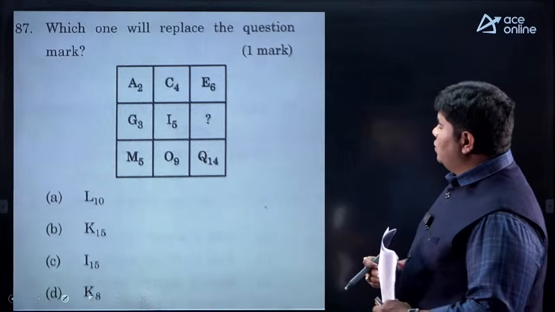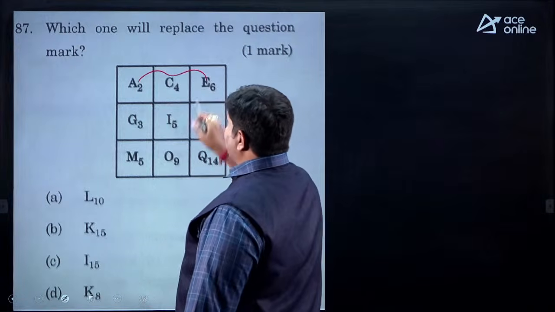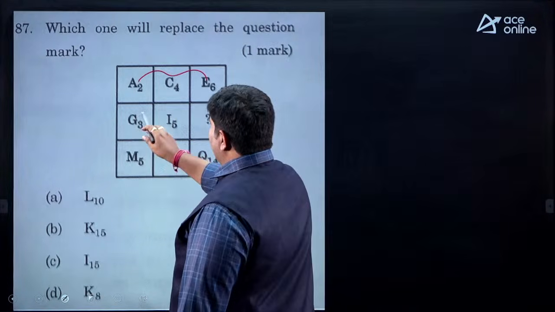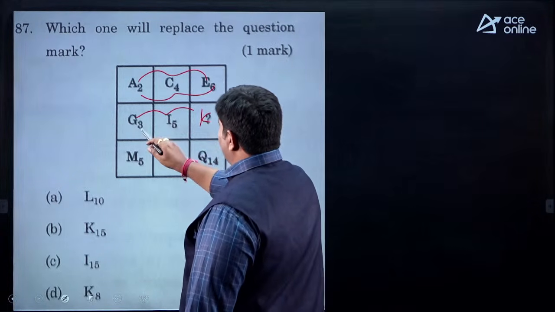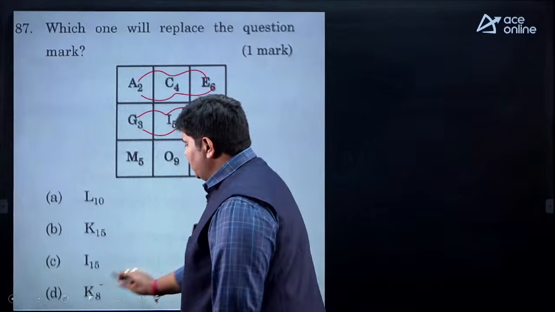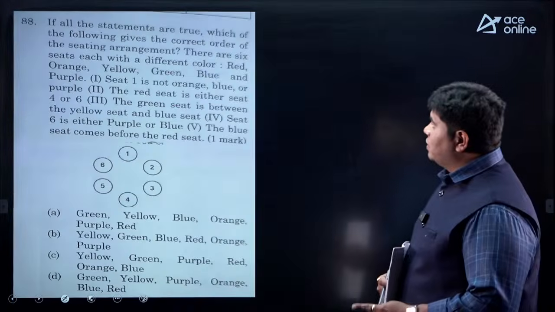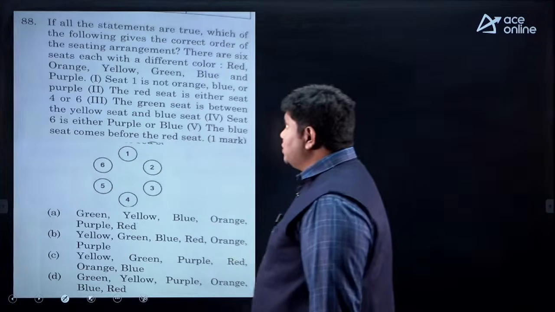Next, you can observe A, C, E alternately, B left to E left, G, H left, I, J left, then K. Letters: 2 plus 4 is 6, 3 plus 4 is 8. So K8 is the answer. D is the answer.